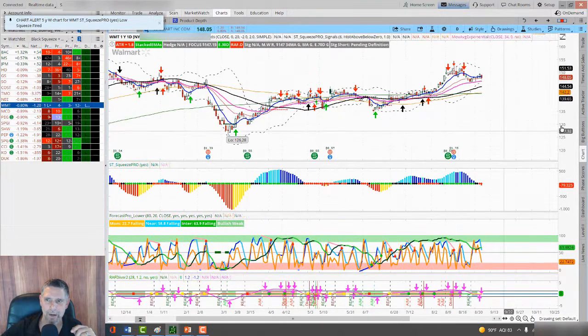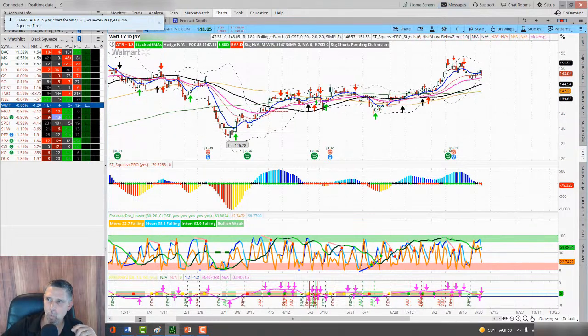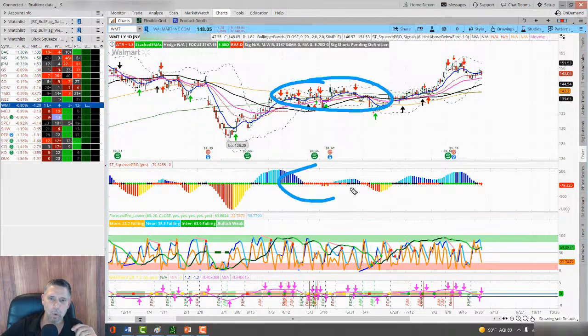Let's just go to Walmart. Again, Walmart. So Walmart, look at this. Period of time where it just consolidated. Now, this did fire. It faked a lot of people out, and then bam. But again, just visually see. Because look what happened. We jumped right back in a squeeze.